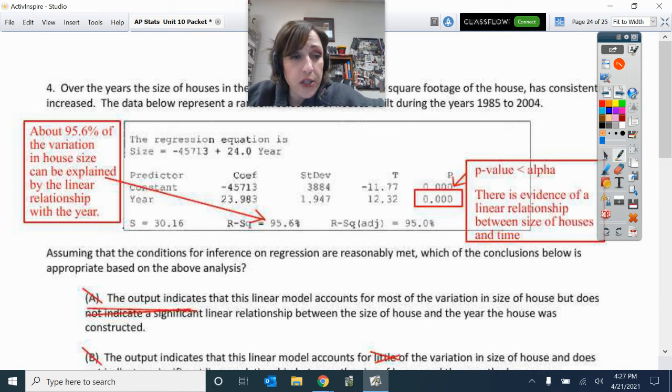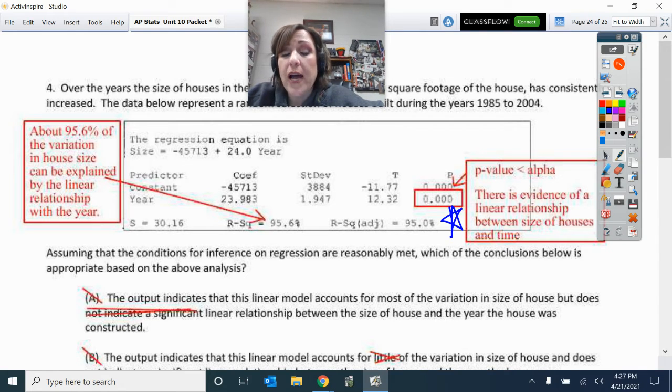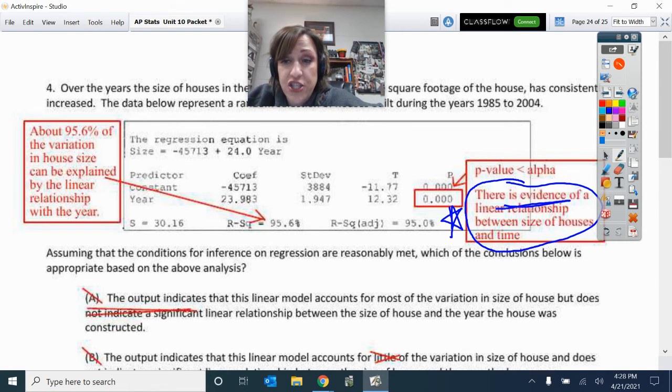All right, number 4. Assuming the conditions have been met, which of the following conclusions is appropriate based on the above data? So I see that the p-value is low. So I would reject the null hypothesis and say that there is evidence of a linear relationship. Okay, so there's evidence of a linear relationship.